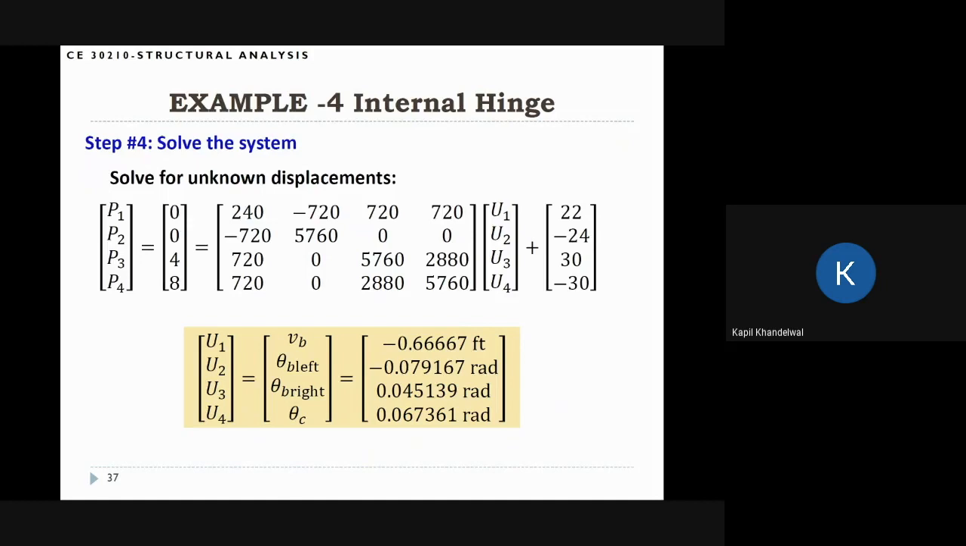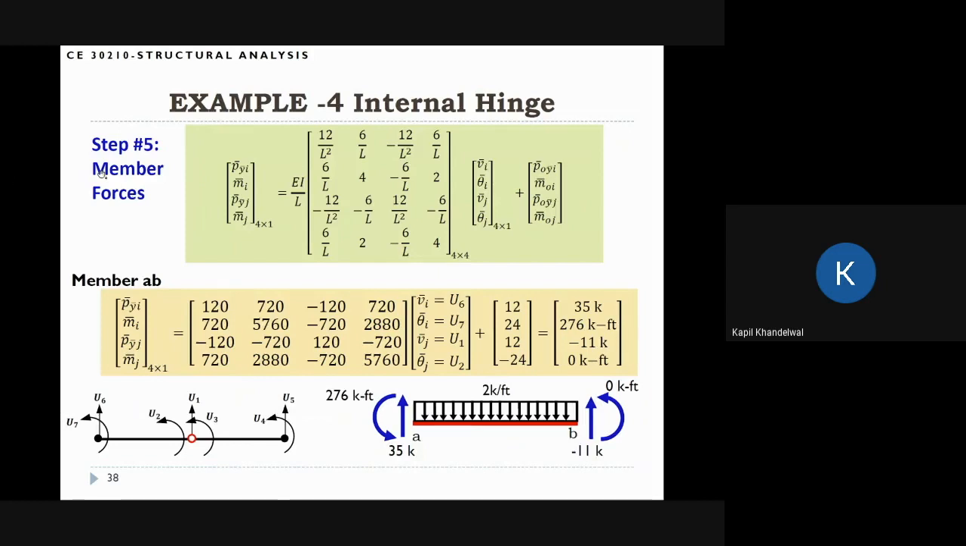And in this case, I'm also asking you to get the member forces. And to get the member forces, we will need the element stiffness matrix for these members. So that cannot be avoided if you want to find the member forces. So if you recall, we want to find Pyi, Mi, Pyj, Mj. So it's the stiffness matrix times the displacement vector plus the fixed end force. So for member AB, we have to find the stiffness matrix. So this is the stiffness matrix for member AB, and we have to put the correct degrees of freedom.